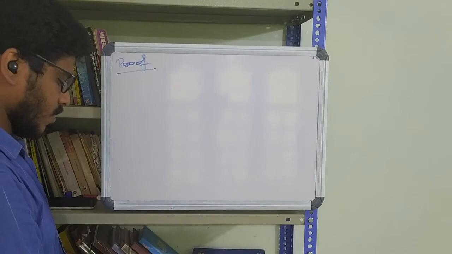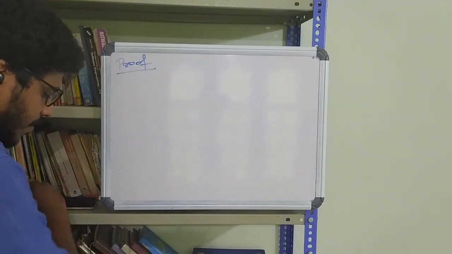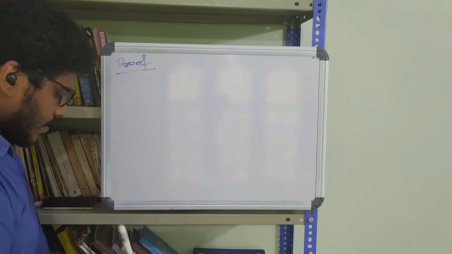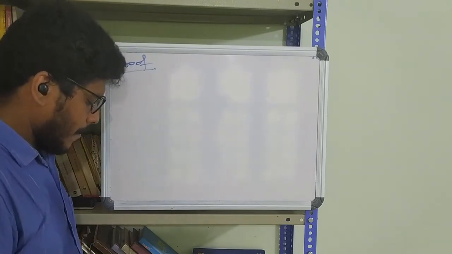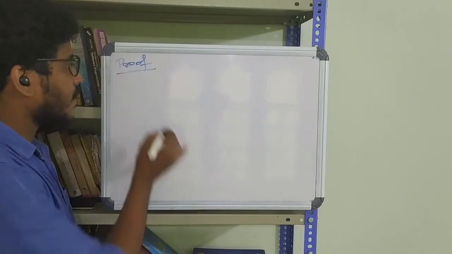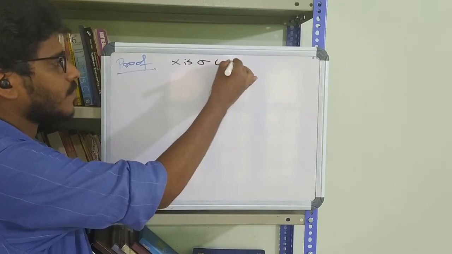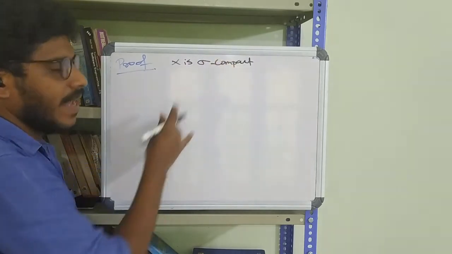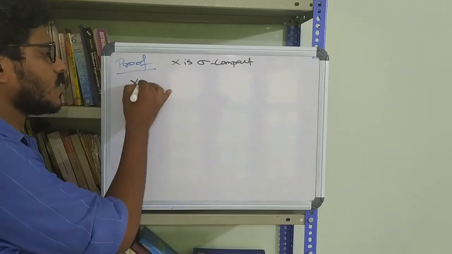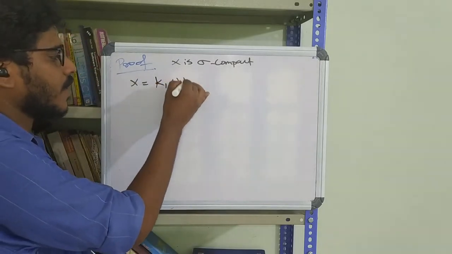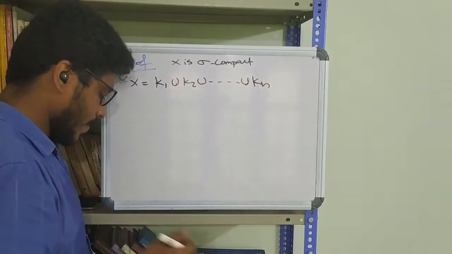So the proof. What do we have from our theorem? We have the information that X is sigma compact, which means X can be expressed as a countable union of compact sets. So choose X to be some K1 union K2 union, etc., union Kn.